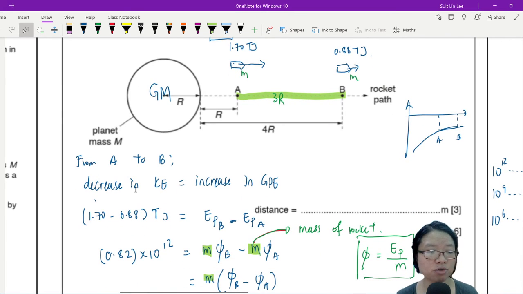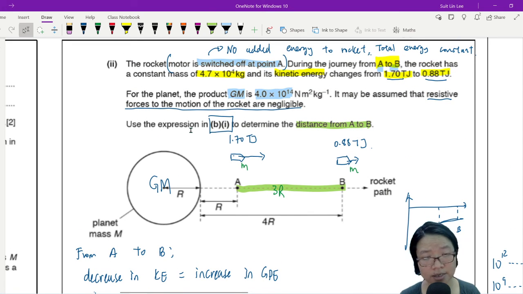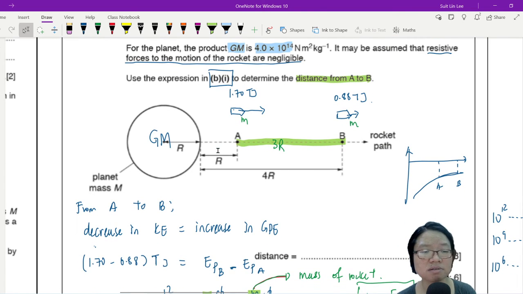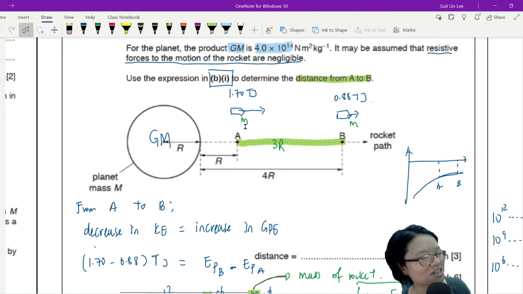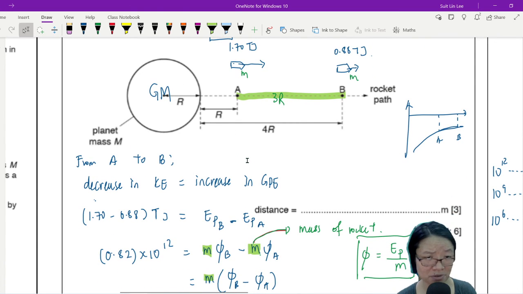That's why I can say decrease in kinetic energy is increase in GPE. The question is asking us to determine the distance from A to B. The tricky part about this question is the distances. They measure distances and then you find r, you think you can end the question already, but actually no, you have to multiply by 3. So it'll be a bit sad to lose that mark because you've forgotten to multiply by 3.